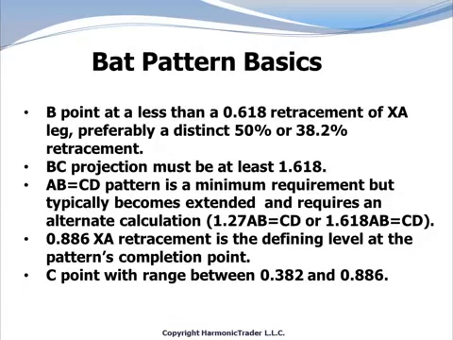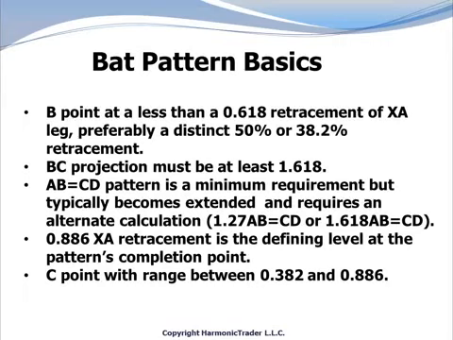Bat pattern basics. Now, the bat pattern requires a B point at less than a 0.618 retracement of the primary XA leg. Preferably, the B point should be located at a distinct 50% or 38.2% retracement. The BC projection must be at least a 1.618 measurement.